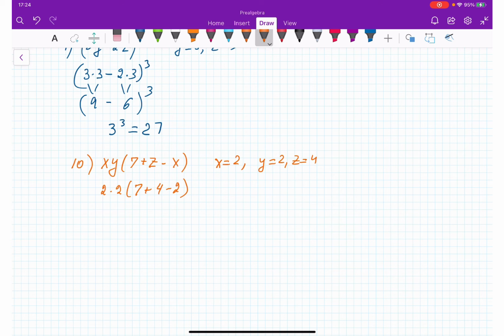So the first operation we do is 2 times 2, which is 4, times, now we get into parentheses, take care of what is inside of the parentheses. What is going to be? 7 plus 4 is 11. 11 minus 2 is 9. So I can just put 9 in there, and the answer is 36.